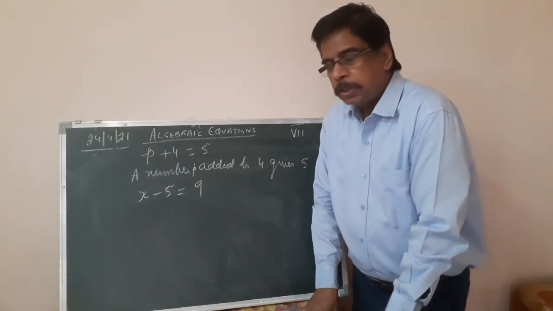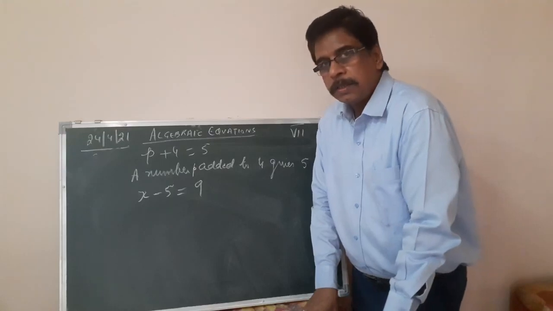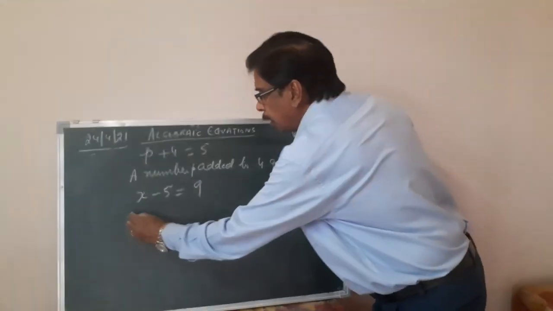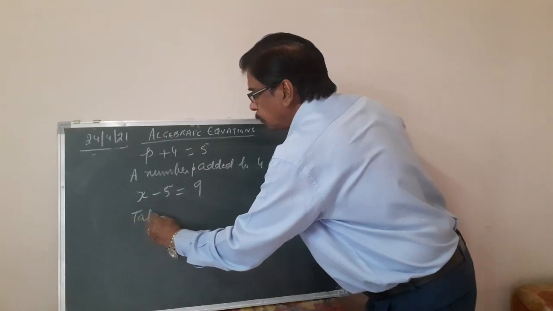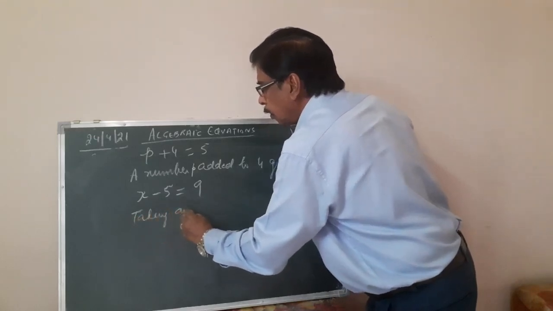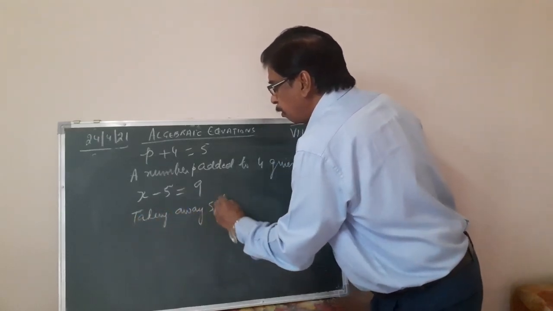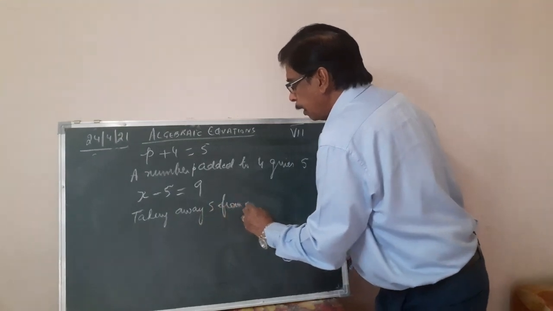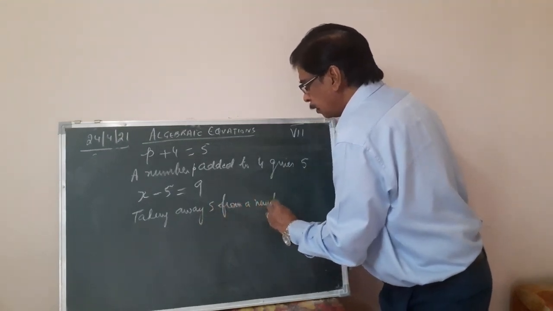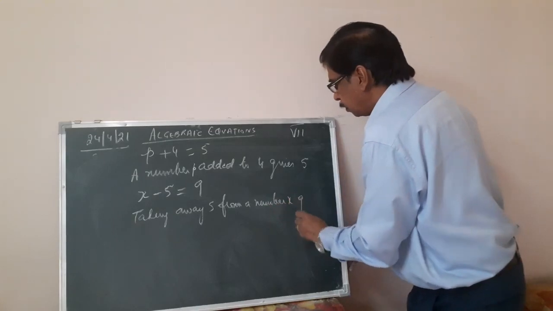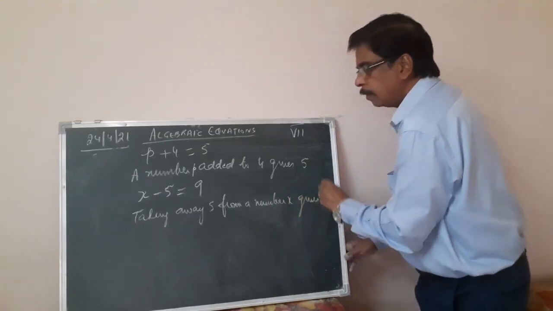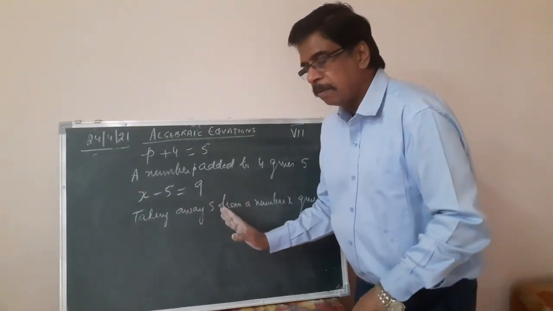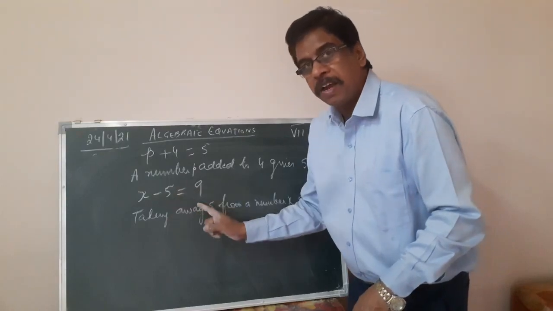How do we write this equation? We can write this equation as: taking away 5 from a number x gives 9. Taking away 5 from a number, or you can say subtracting 5 from a number.